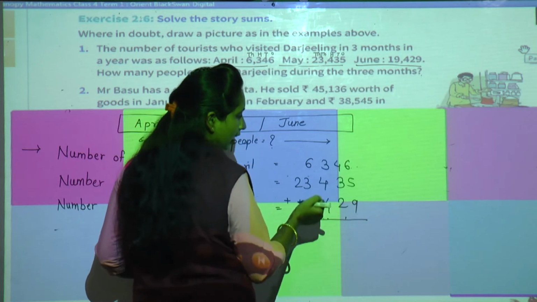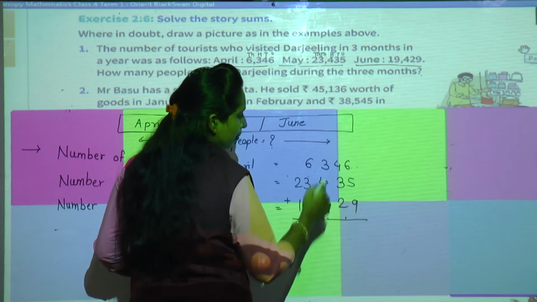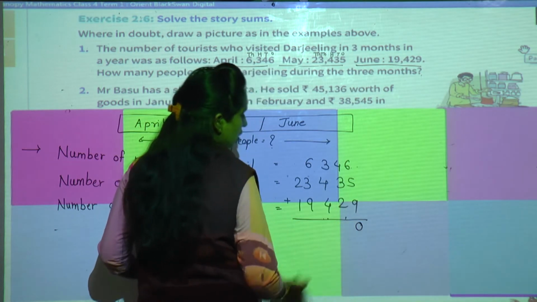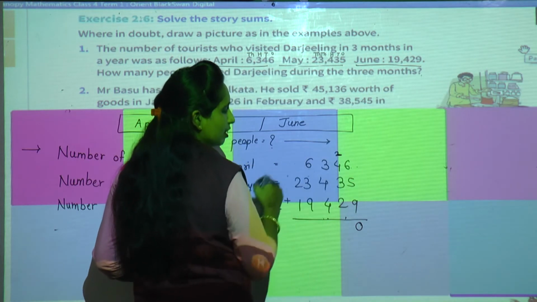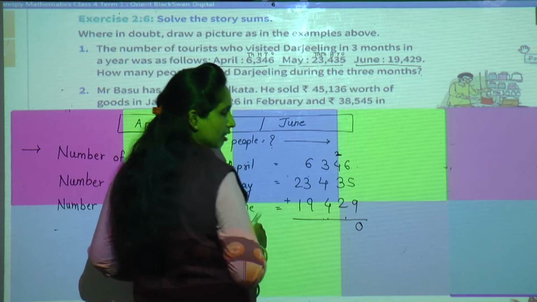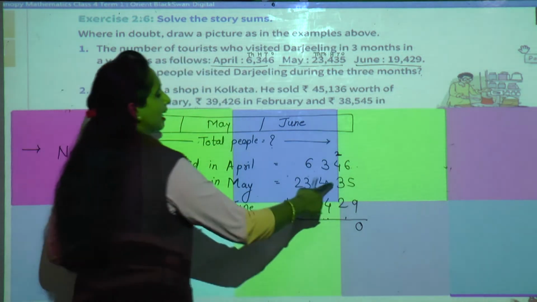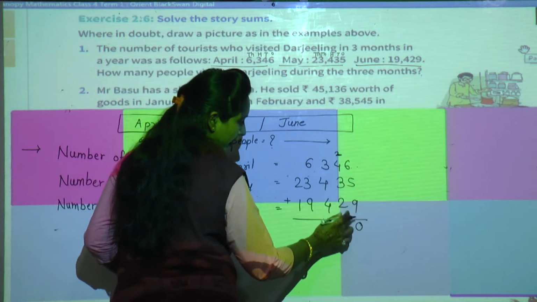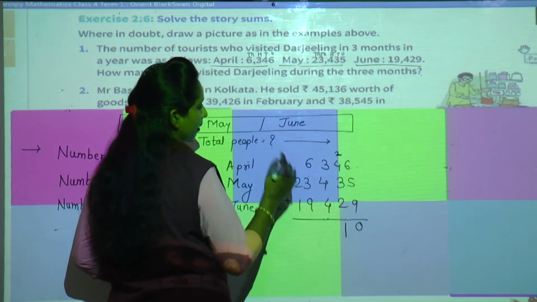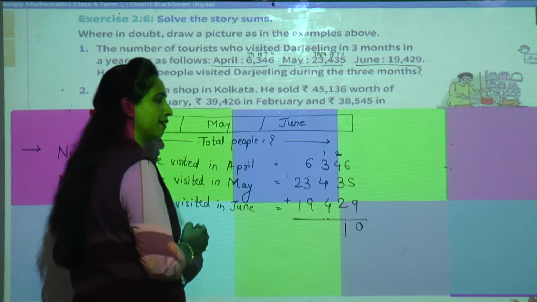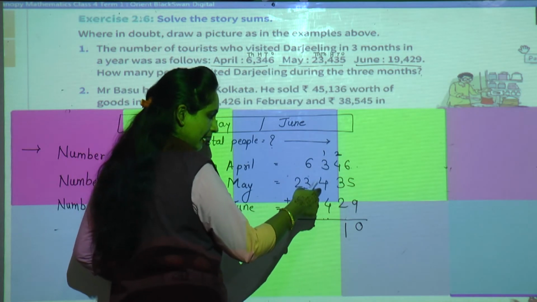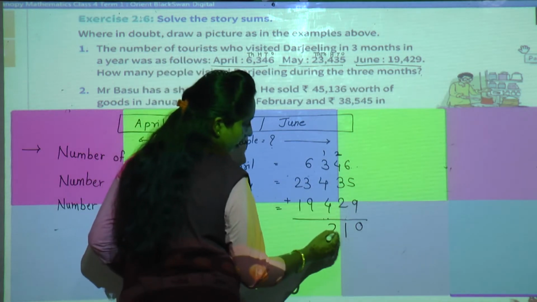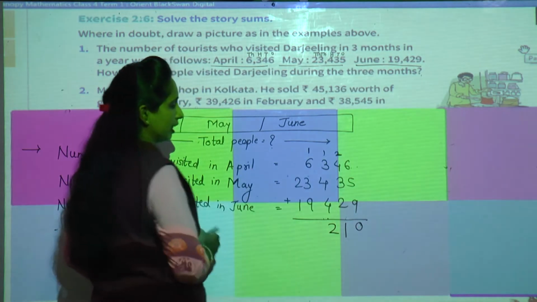6 plus 5 is 11. 11 plus 9 is 20. So 0 here, 2 will carry to the tens place. 2 plus 4 is 6. 6 plus 3 is 9. 9 plus 2, 11. So 1 will remain at tens place, 1 will carry to hundreds place. 1 plus 3 is 4. 4 plus 4 is 8. 8 plus 4 is 12. So 2 and 1 carry.